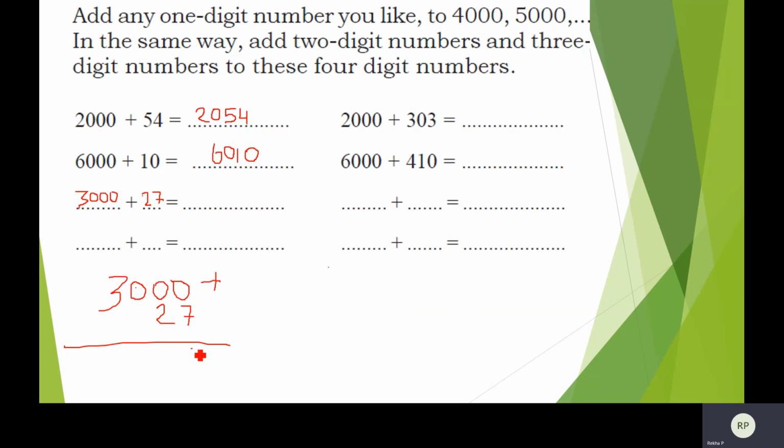So 0 plus 7, it is 7. And 0 plus 2, it is 2. And so this 0 you can bring down to answer directly, and this 3 also you can bring down to answer directly. So what you will get? You will get 3027. 3027, that is the answer.